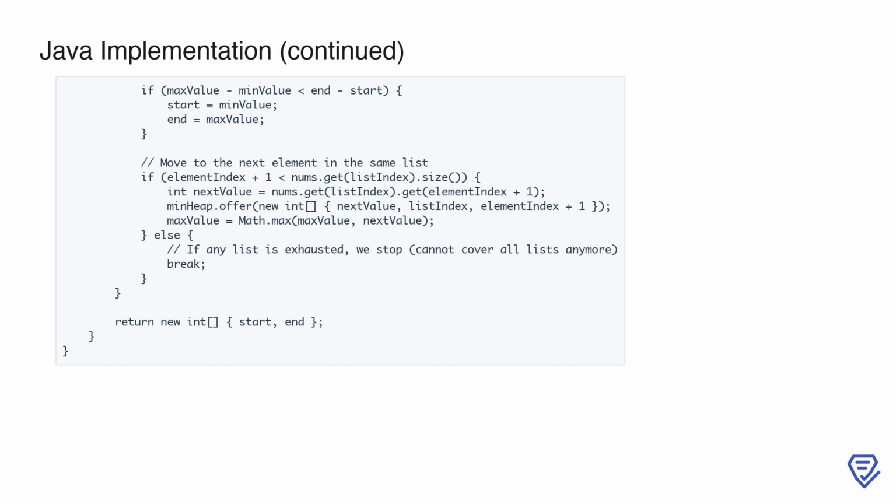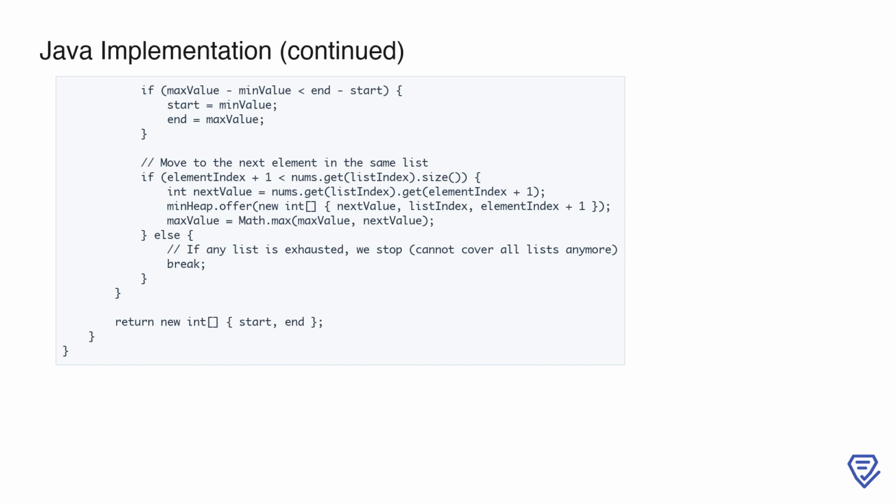Next, we attempt to move forward in the list from which the current minimum value was extracted. If there is a next element in that list, we add it to the heap, updating max value if this new value is greater than the current max value. However, if the list is exhausted and there are no more elements to process, we break out of the loop since we can no longer cover all lists.